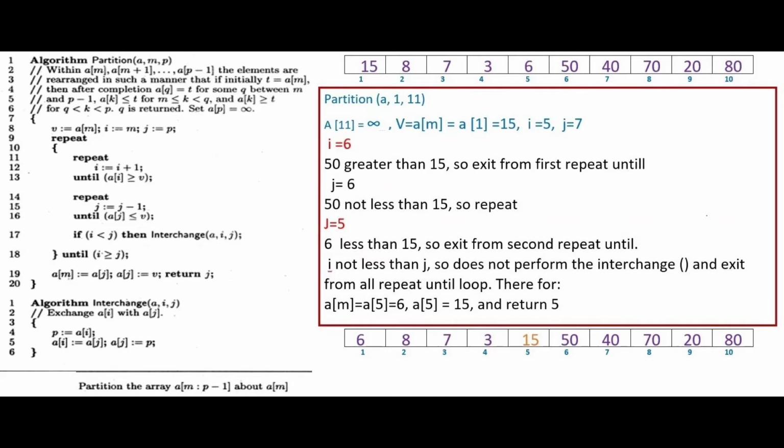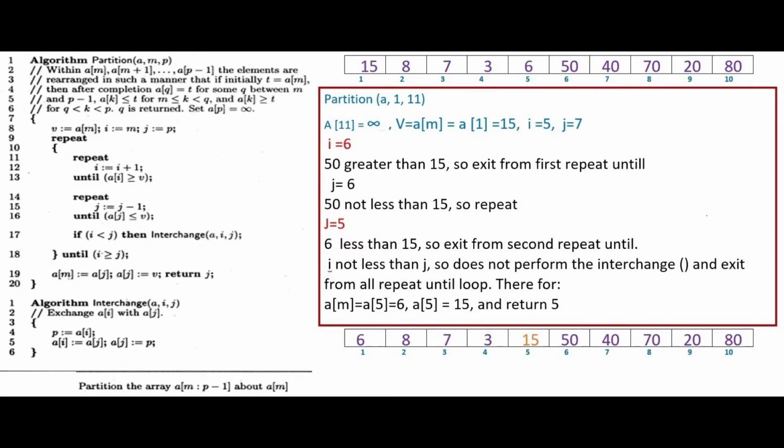A of 6 is 50. 50 is greater than 15, so exit from the first repeat until. Then j is equal to j minus 1, j is equal to 6. A of 6 is 50, 50 is not less than 15, so repeat the process. j is equal to 5. A of 5 is 6. 6 is less than 15, so exit from the second repeat until.